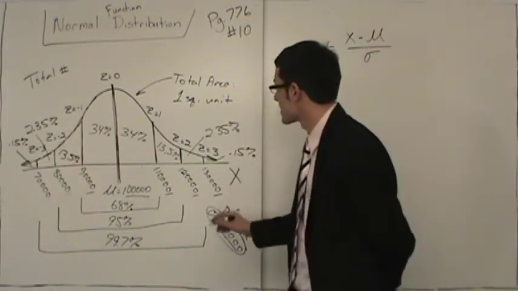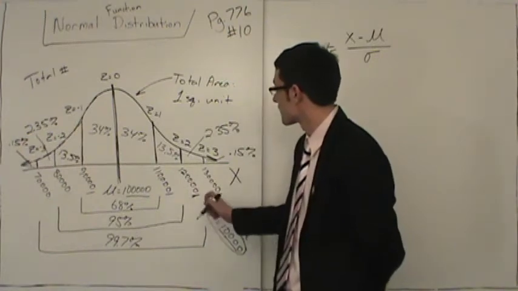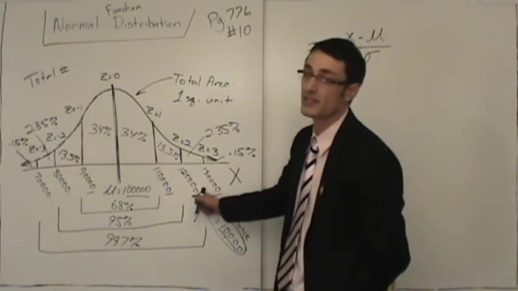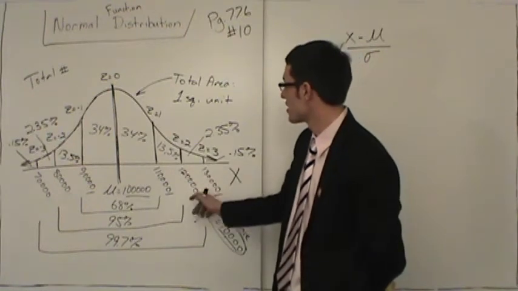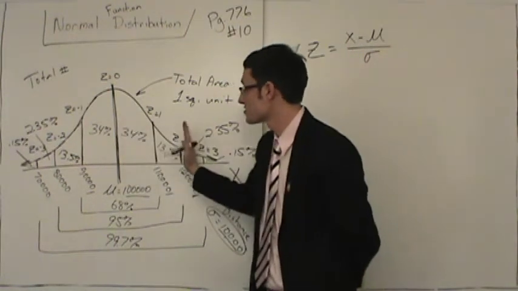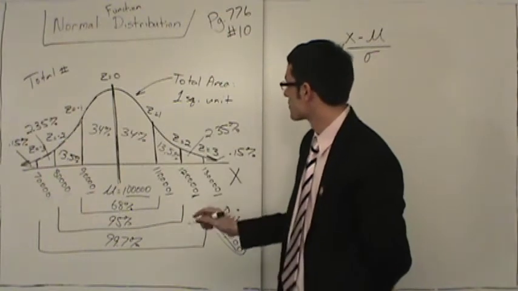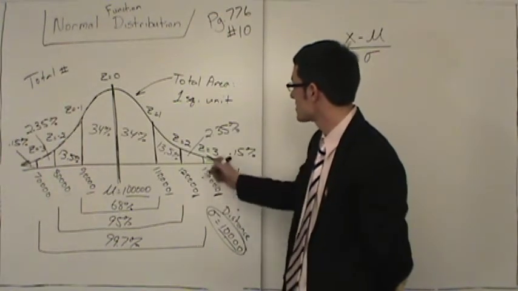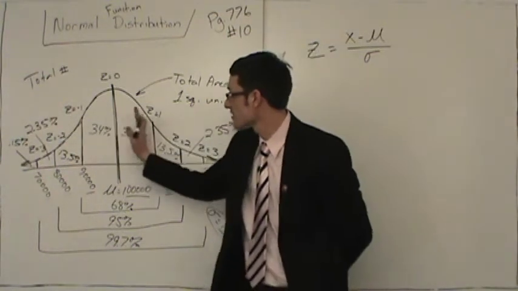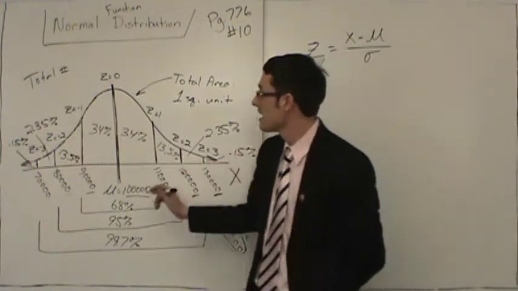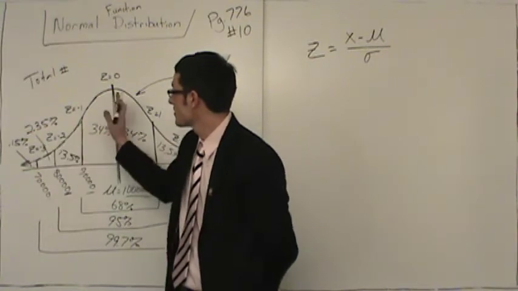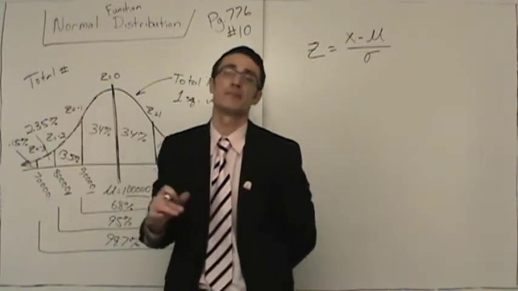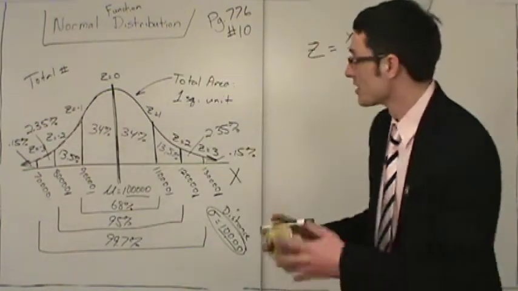All right, so what's the x value here? 120,000. So for x value 120,000, what is the z-score? The z-score is 2. This means that 120,000 is 2 standard deviations to the right of the mean. Now, for x value 130,000, the z-score is 3, meaning that 130,000 is 3 standard deviations to the right of the mean. And for x value 80,000, the z-score is -2, meaning that we are 2 standard deviations to the left of the mean.